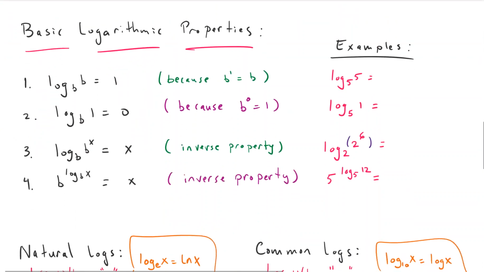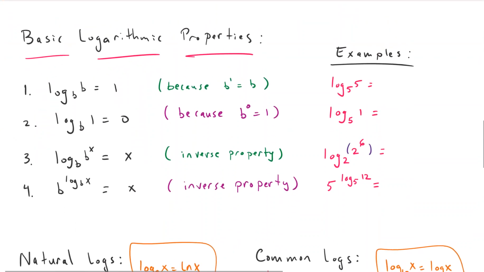All right, let's talk about basic logarithmic properties. So here are 4 basic properties that are actually super, super helpful. I have a little bit of explanation in green and in purple, and then I have an example on the far right of each of these properties. So the first one, log base b of b is equal to 1. So log base b of b is equal to 1.